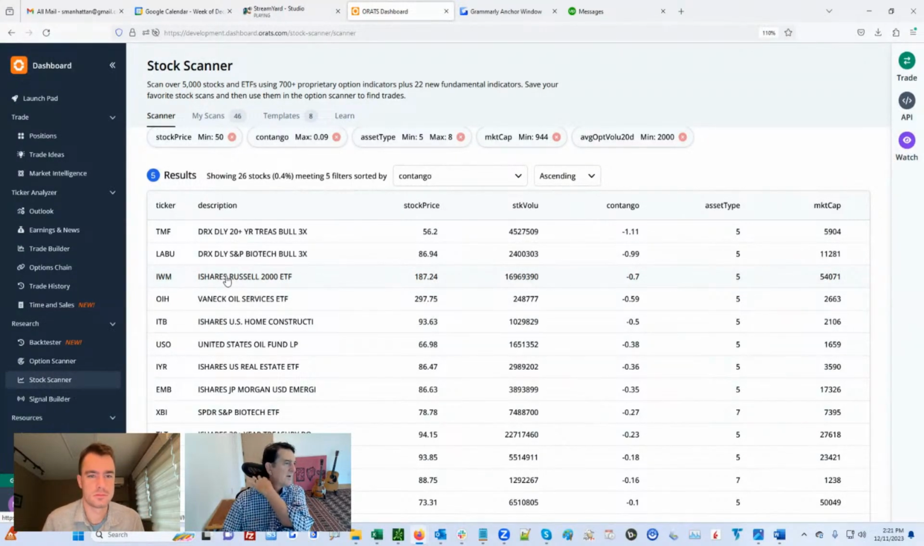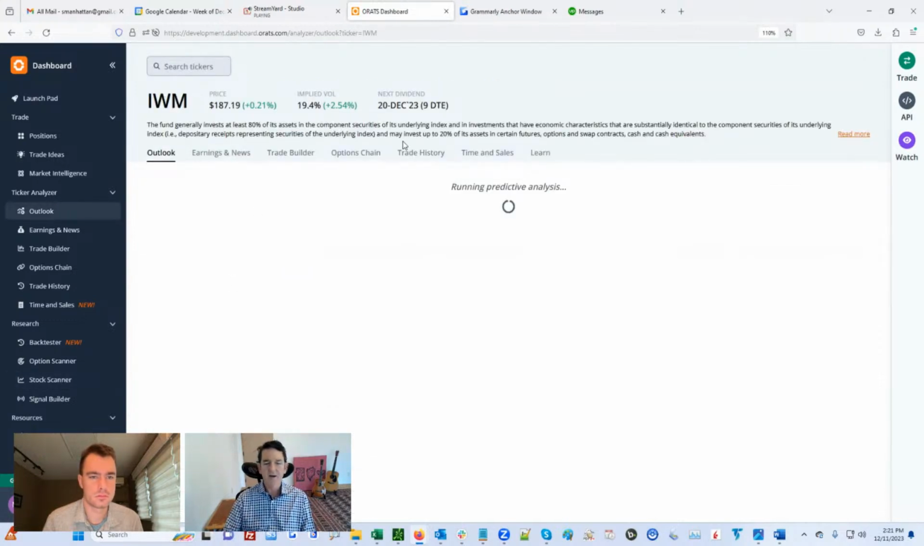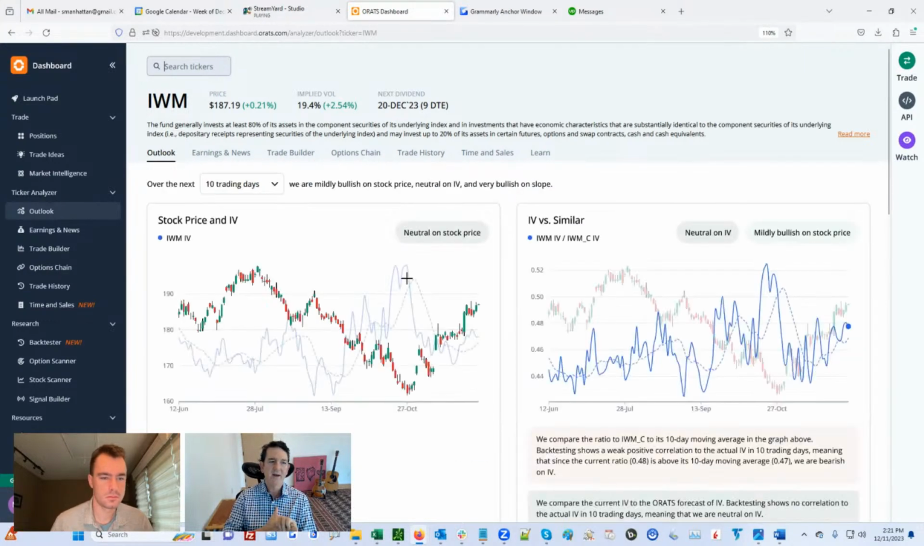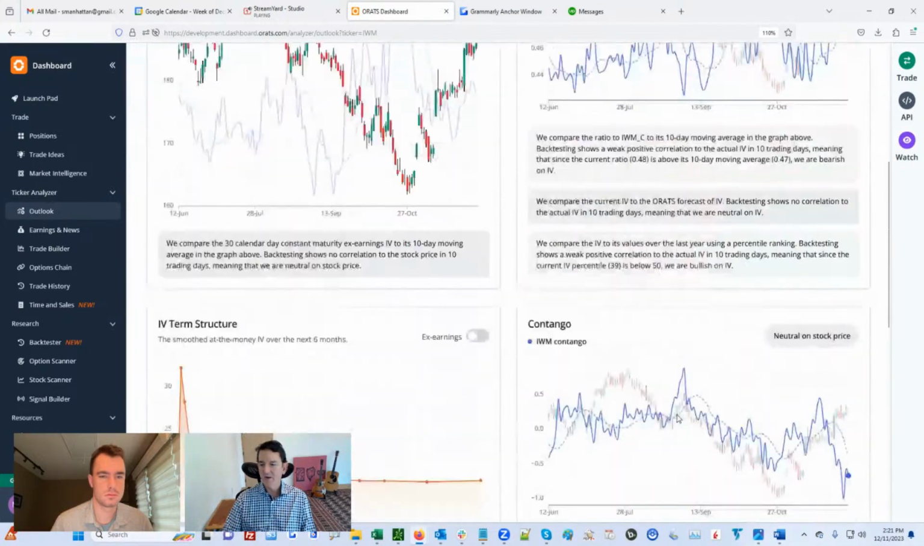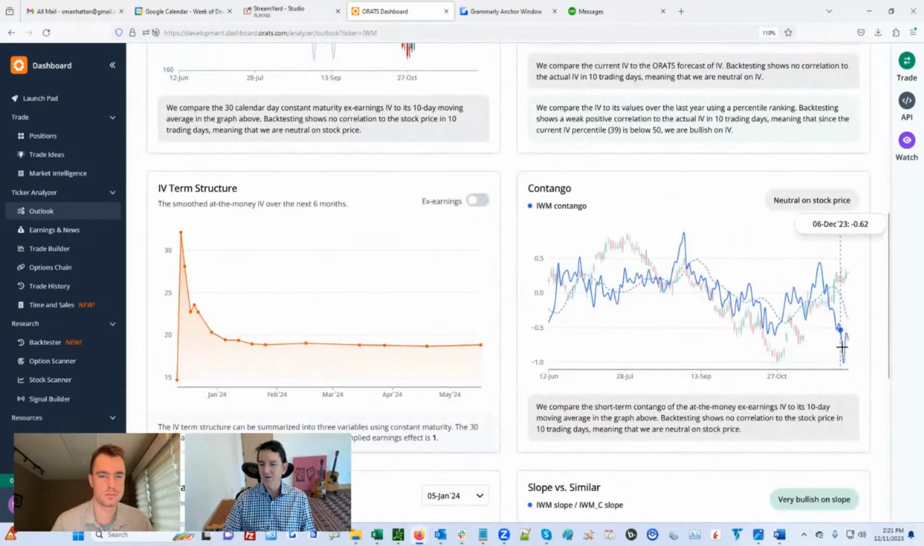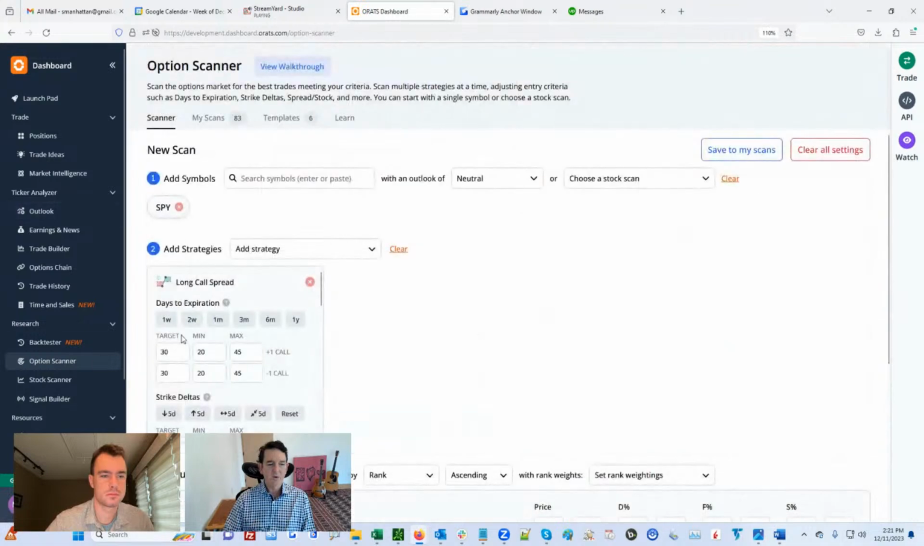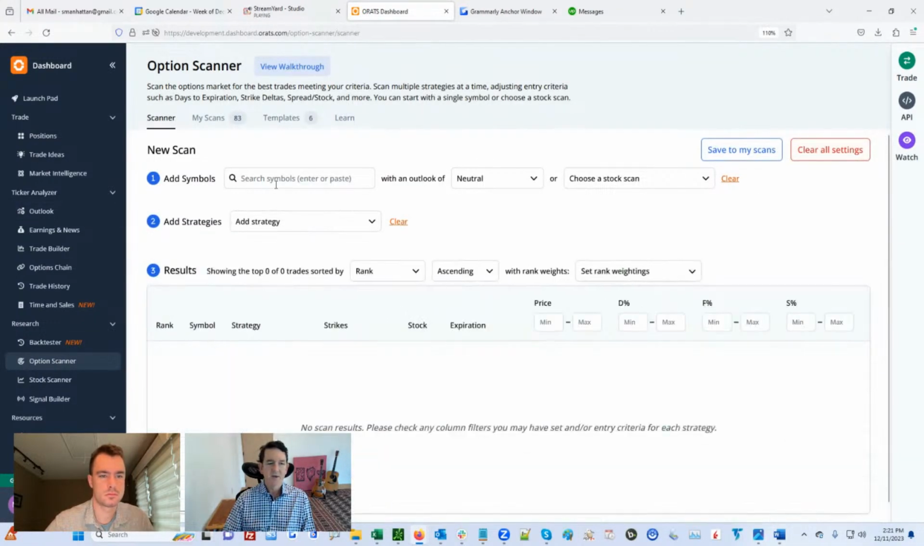Let's just do an at the money calendar. Let's just review. Let's go to the Outlook page, because the Outlook page has that contango graph. We also saw a very low contango here in this term structure. So now we're going to do the same method, because you want to use forecasts in order to find it. Let's clear all these settings. I won't get ahead of myself, but IWM.